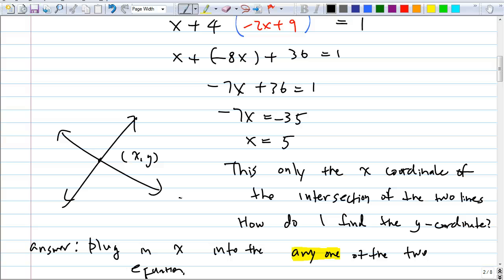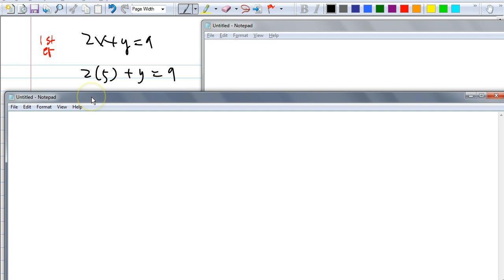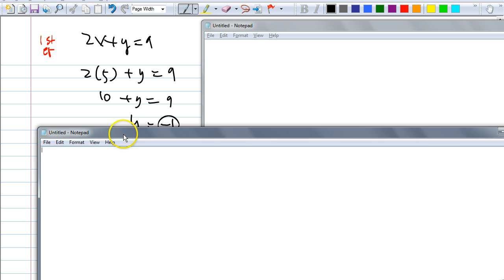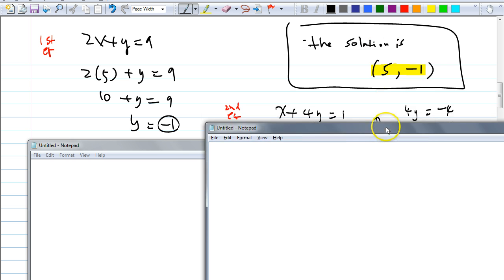Okay. Go ahead. So you guys on the left side, what did you get when you plug in? Negative 1. So 2x plus y equals 9. You plug in 5 there, you get negative 1. That's good. Okay, all you guys on the right side, when you plug this into your second equation, what did you come up with? Negative 1 also, isn't it? So it doesn't matter which one you plug in, you get negative 1.